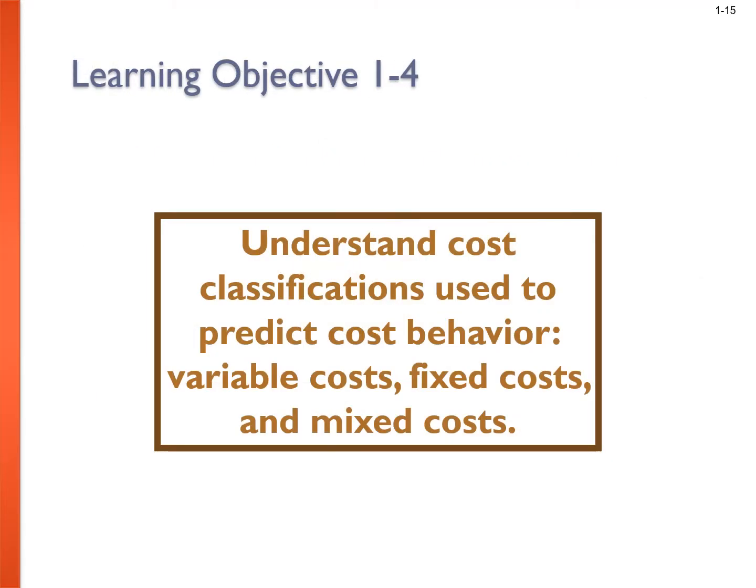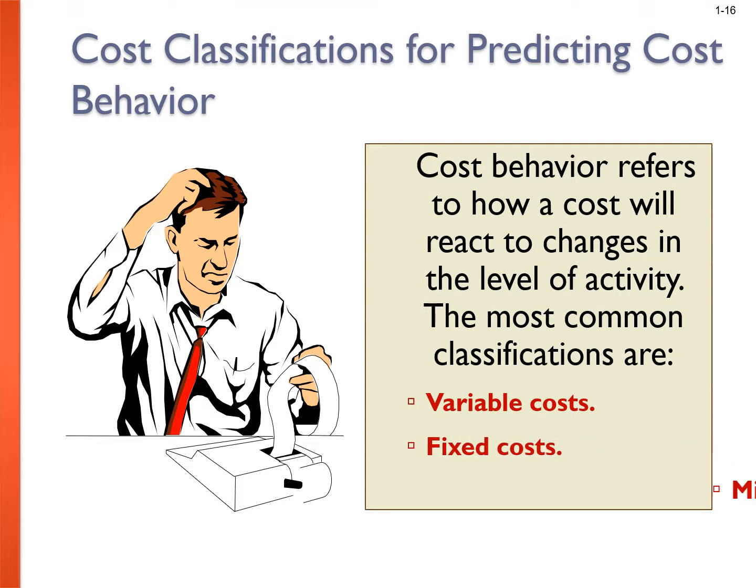In Learning Objective 4, we're going to understand cost classifications used to predict cost behavior, specifically variable costs, fixed costs, and mixed costs. So what is cost behavior? Well, it refers to how a cost will react to changes in the level of activity. The most common classifications of costs to help us do this prediction are variable, fixed, and mixed. So what kind of costs do we have?